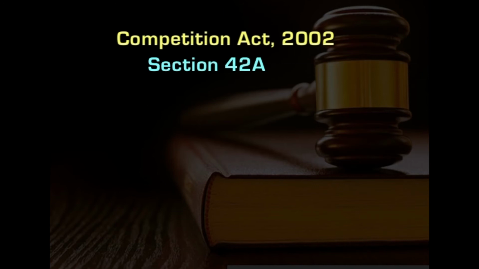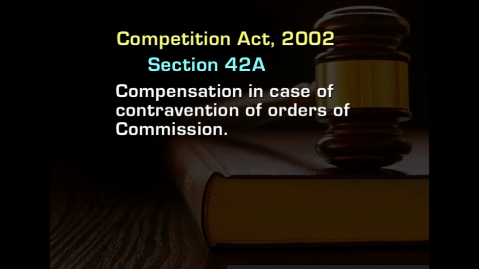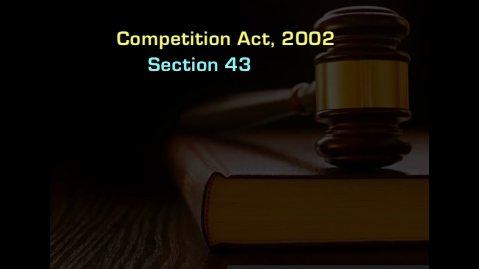With that, we will move on to the next section, which is section 42A, which deals with compensation in case of contravention of orders of the Commission. As the title speaks for itself, whenever there is a contravention of an order passed by the Commission, an aggrieved person can file an application for recovery of compensation for the loss suffered due to non-compliance with the orders or directions of the Commission passed under sections 27, 28, 31, 32 and 33 and section 43.